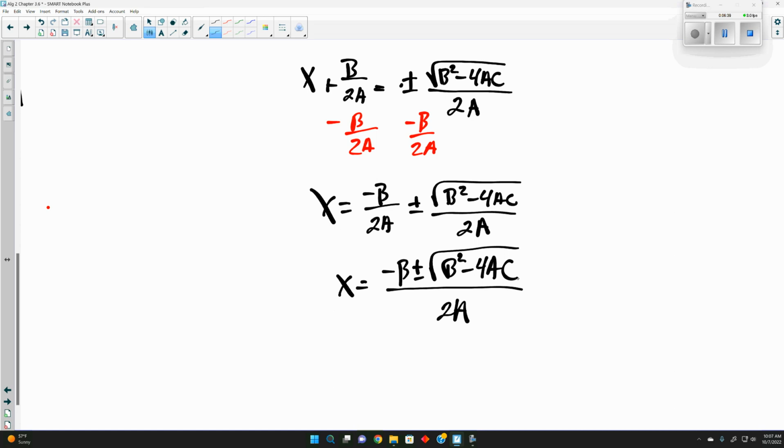And this here is the quadratic formula. x is equal to negative b plus or minus the square root of b squared minus 4ac all over 2a. This is the quadratic formula. This is how we get it. We don't have to do this ever again. I showed you this so that you guys have an idea of where this formula comes from.